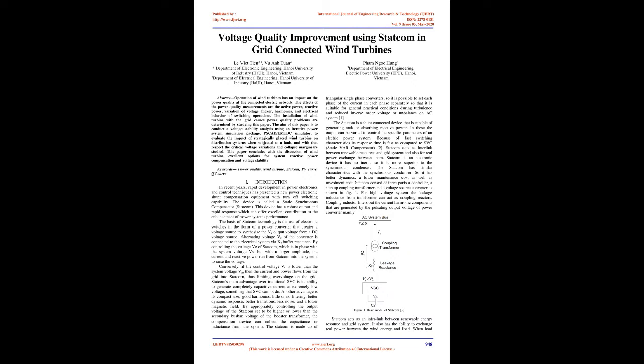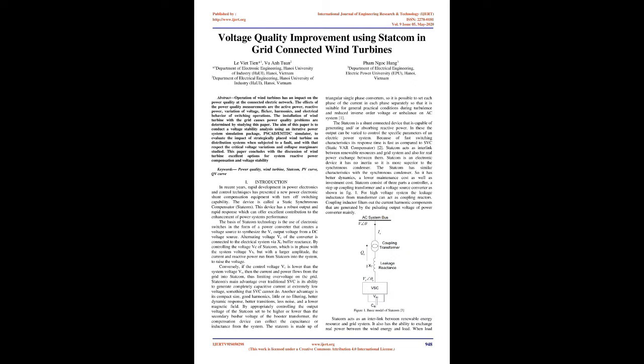The Statcom is a shunt-connected device that is capable of generating and/or absorbing reactive power. In these the output can be varied to control specific parameters of an electric power system. Because of fast switching characteristics its response time is fast as compared to SVC, the static VAR compensator. 2. Statcom acts as an interlink between renewable resources and the grid system, and also for real power exchange between them.